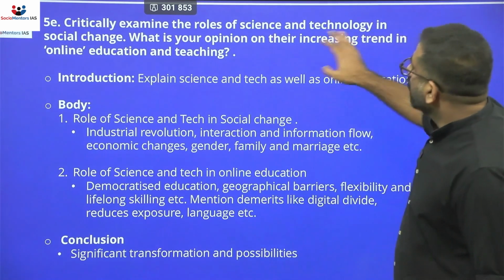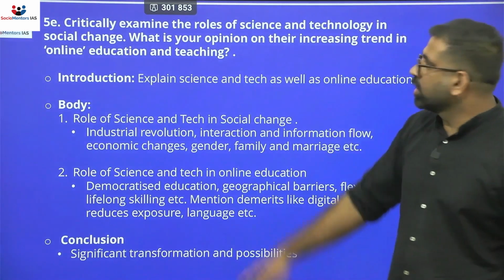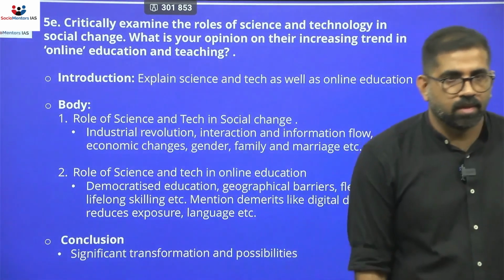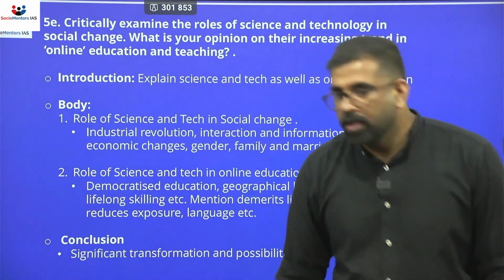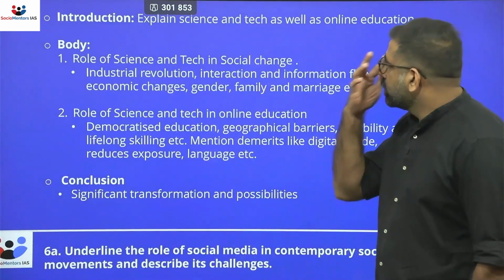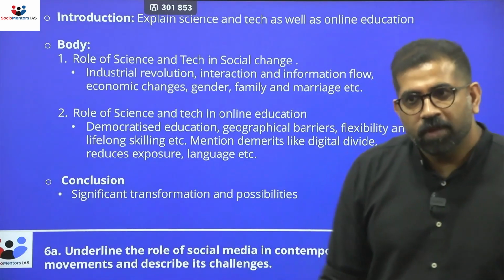And then we are going to write the second part, increasing trend in online education. So science and technology and online education and training. There again you have to write the positive as well as the negative part, right? So when it comes to role of science and technology in social change, here you can use the frameworks.